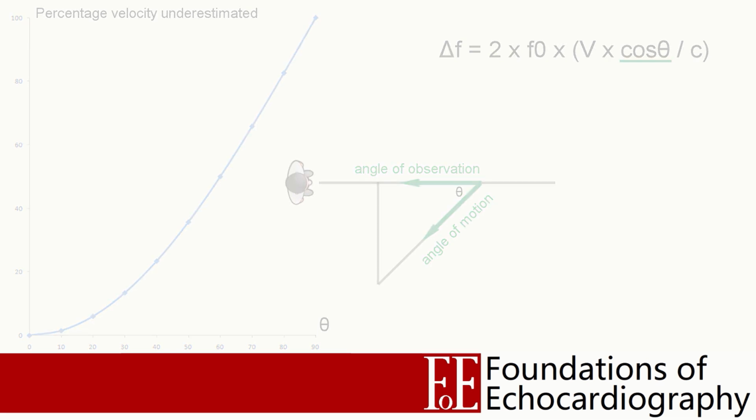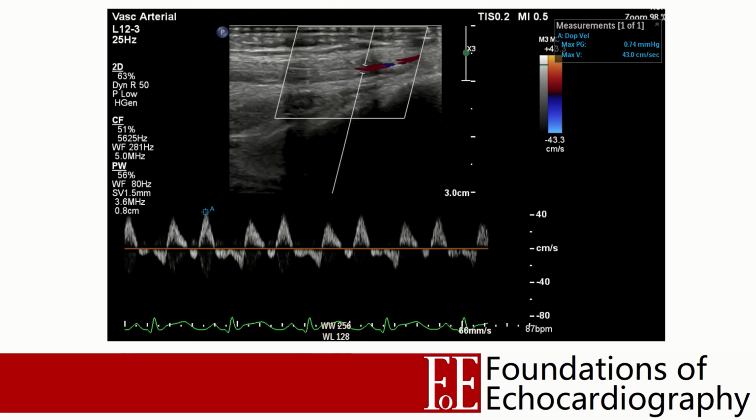In vascular ultrasound, the blood is travelling within a pipe. Flow is laminar, and the direction of flow is predictable. Therefore, it's reasonable to apply a correction factor in order to overcome this underestimation.